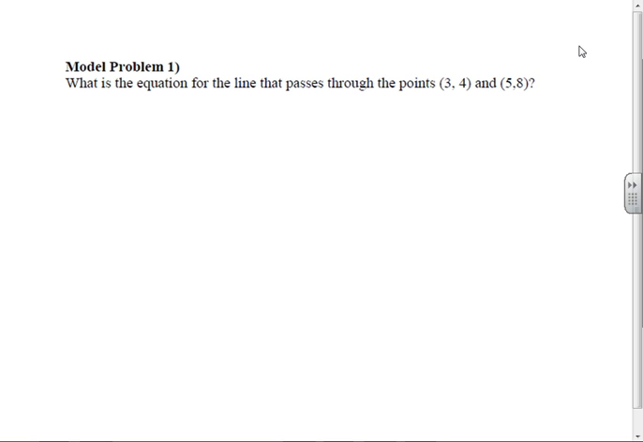Okay, I want the equation of the line that passes through these two points. So, what is the equation of a line? Y equals, what's the slope-intercept form, Keaton? You need to write this down: mx plus b. So, this tells us that we want the slope and the y-intercept.